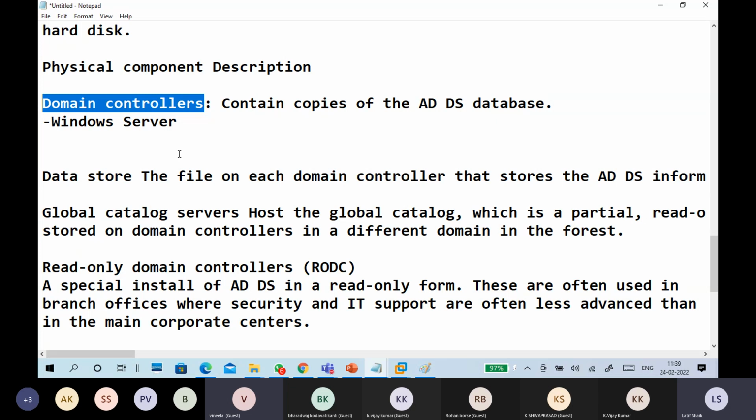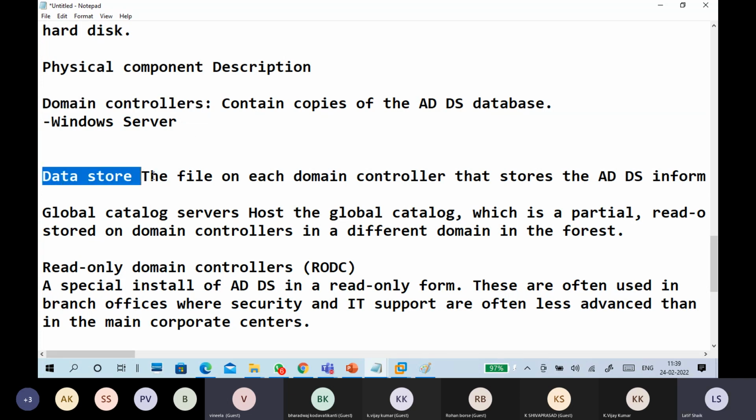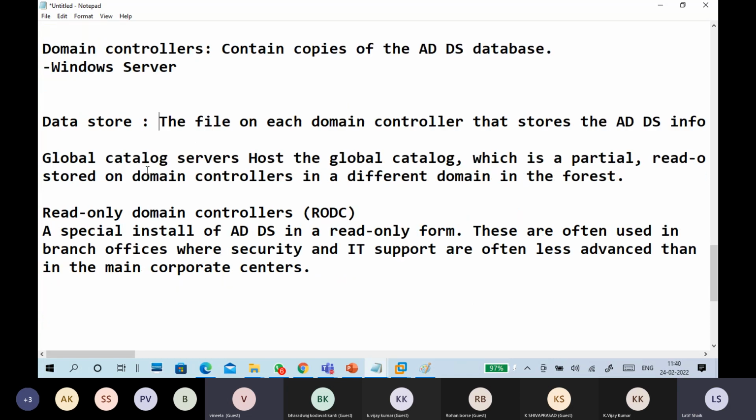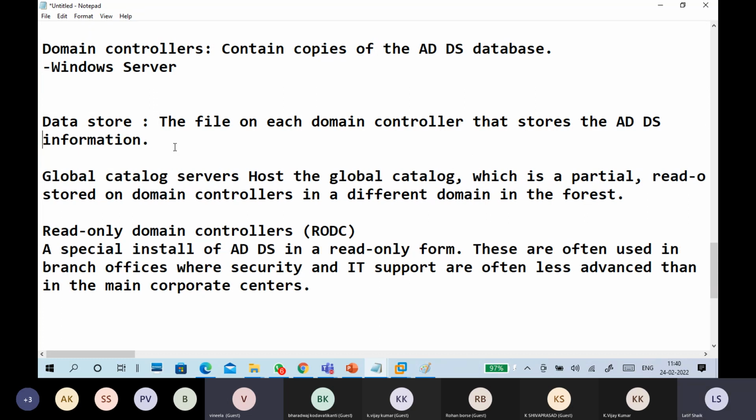So the point is, a domain controller is a Windows server. Whether it is a virtual machine or a physical machine, it's a Windows server. It is a physical entity, and it contains the Active Directory database store. Data store means the hard disk, where you store things. Another component is the data store: the file on each domain controller that stores Active Directory information. So what is the data store? It is ntds.dit. ntds.dit.